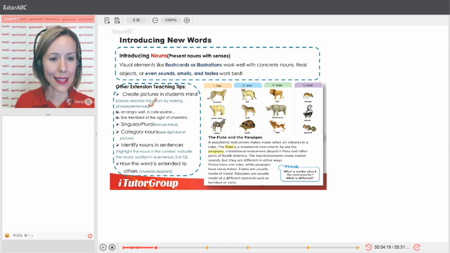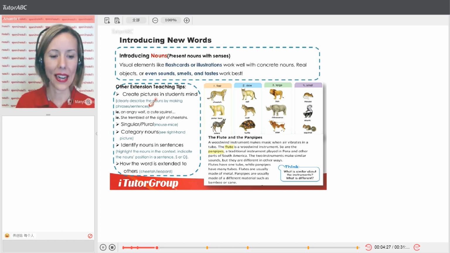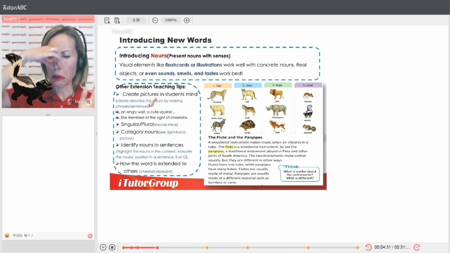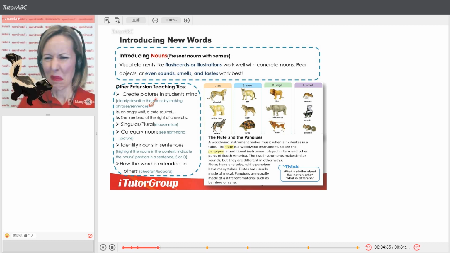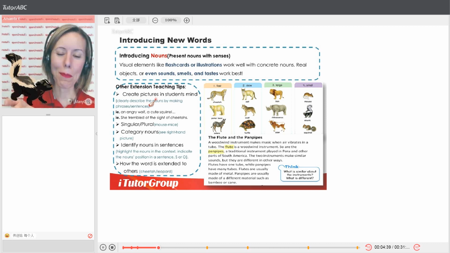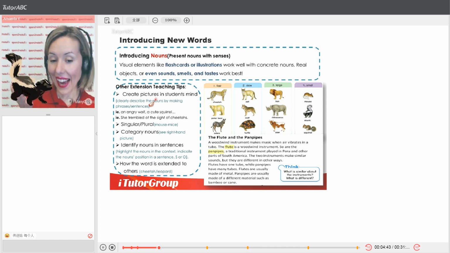What about smells? Well, we've got a skunk here. So, yeah, you could bring in an element of smell. Skunk. Ooh, ooh. Skunk. And this will help explain what exactly this animal is. It's not a cat, it's a skunk.